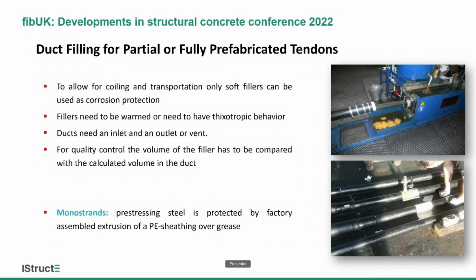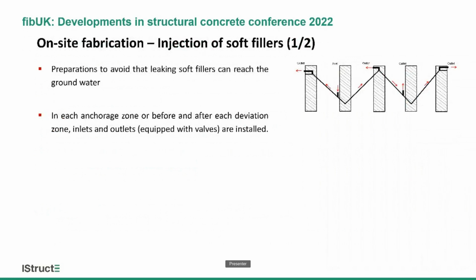In this slide, you see some examples of a prefabricated tendon. So here in the plant, in this case, a wire bundle is pulled through a wax bath. After that, the entire length of the cable is additionally fully pressure injected with wax. When using monostrands, you already have the prestressing steel protected by the strand producer.